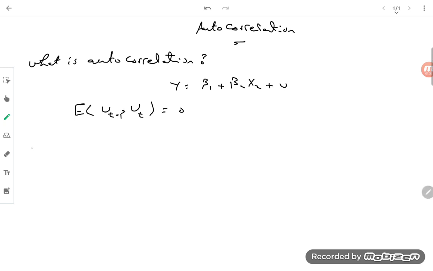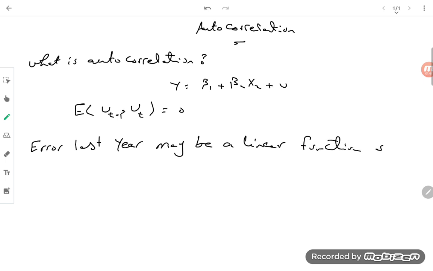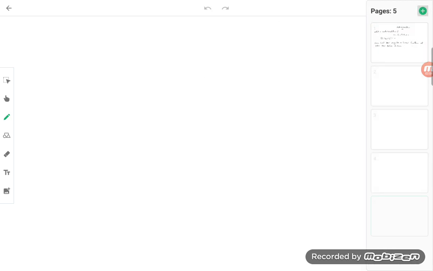So autocorrelation means error last year may be a linear function of the year before, and so on. What are the main sources of autocorrelation?